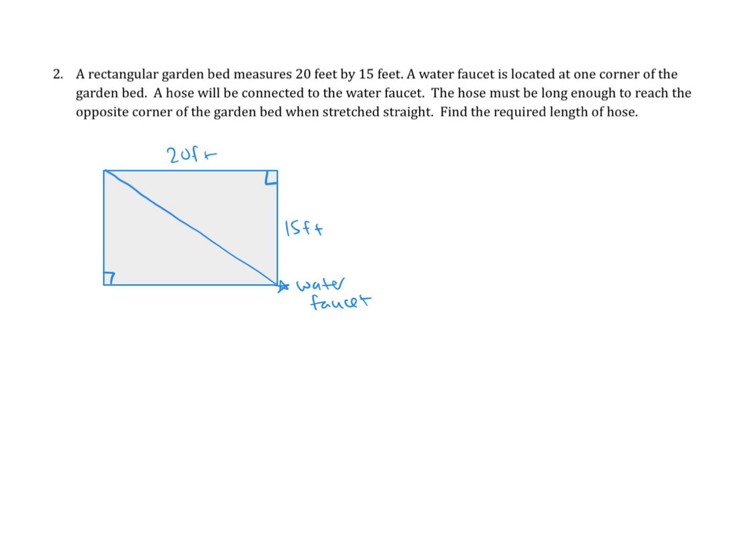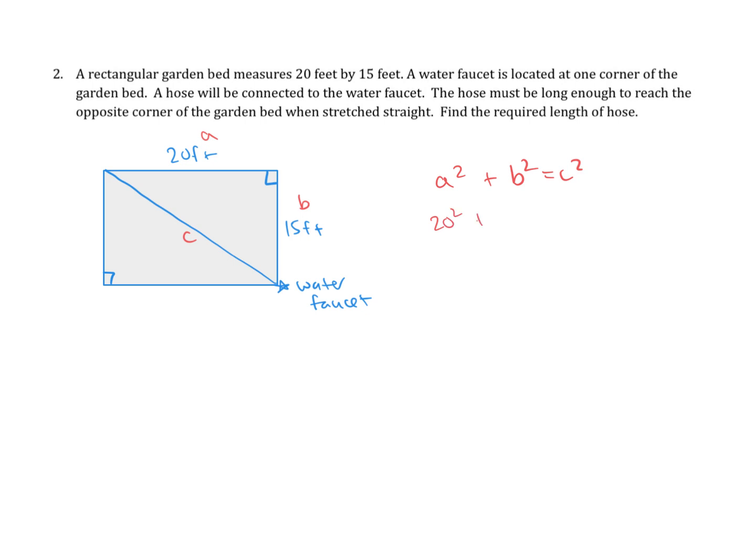So I know the 2 legs, the 20 and the 15 are the 2 legs of the right triangle, so I'm going to label those A and B, and I'm missing the hypotenuse C. So I'm going to write the Pythagorean theorem, A squared plus B squared equals C squared, and plug in the values that I know.